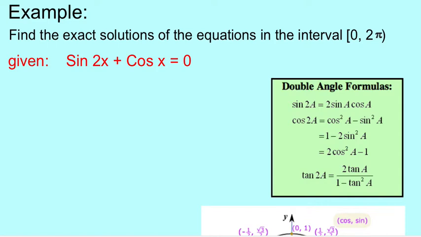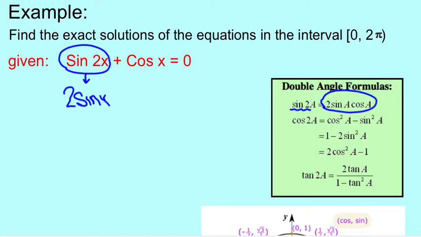So I have the formulas on this sheet. We want to look at this double angle right here, the sine of 2x. Here's the sine of 2a, so I'm going to replace it with 2 sine of a cosine of a. So this becomes 2 sine of x cosine of x, and then I still have the rest of the equation as it is: cosine of x equals 0.